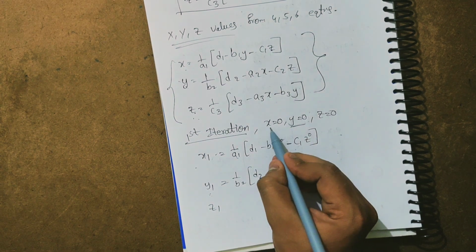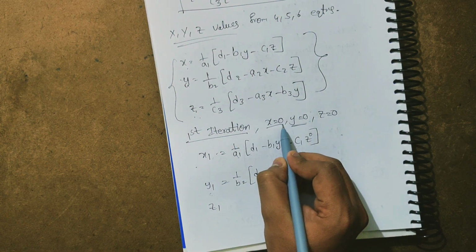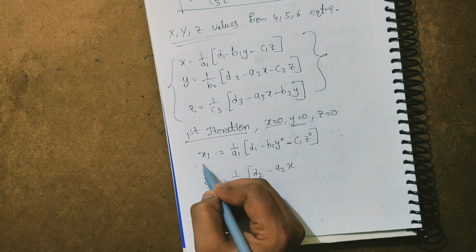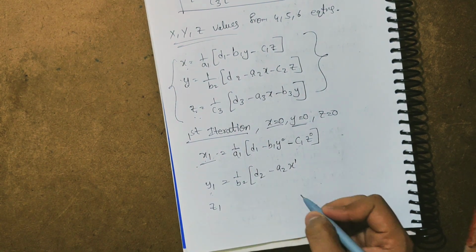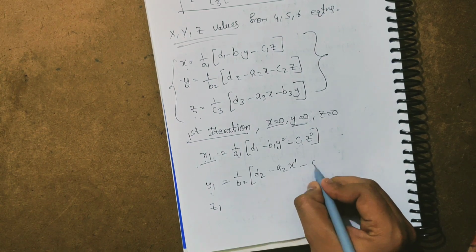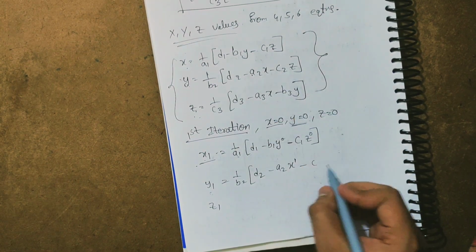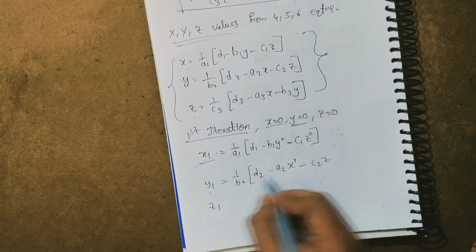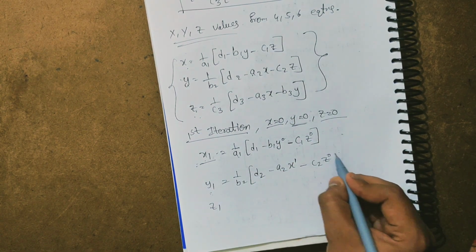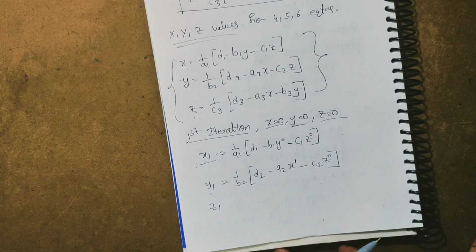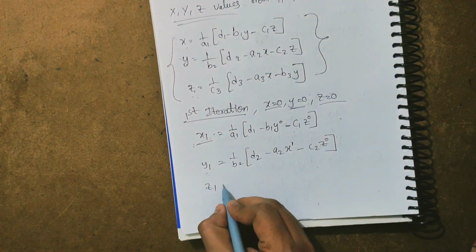What we have to take? Either x equal to 0? No, we have to take the value which we found just before. Okay, the x1 value we have to take here, minus c2z. Z value, do we have any z values here? No, we have only this value, so we should take z0, right? I hope you understand. Next, z1.